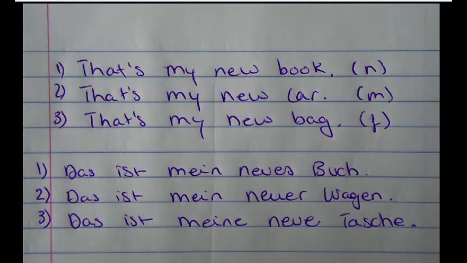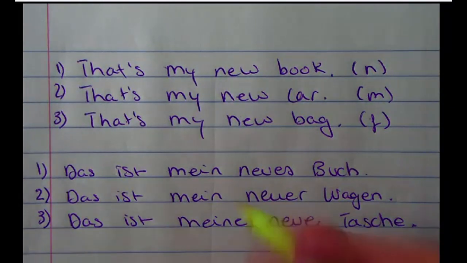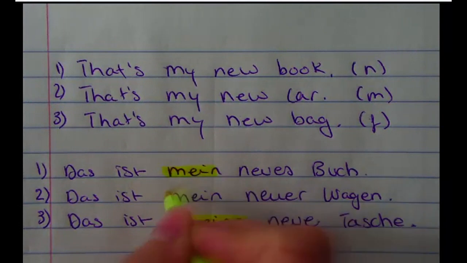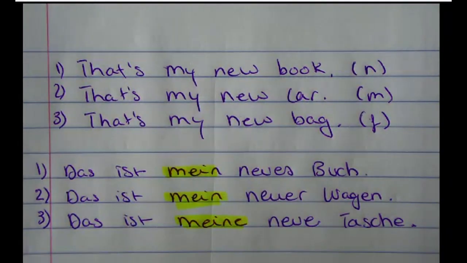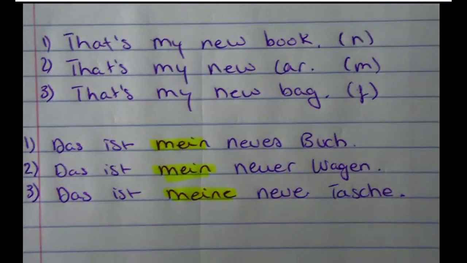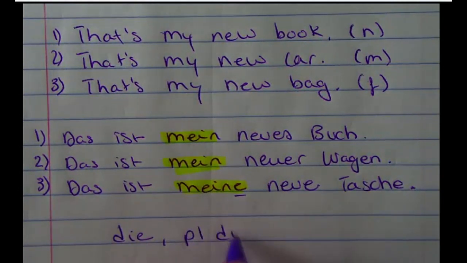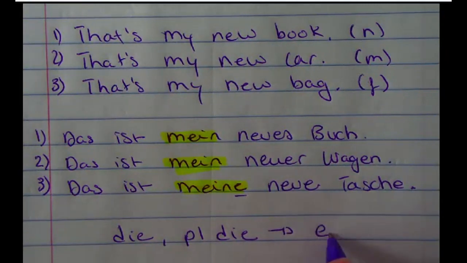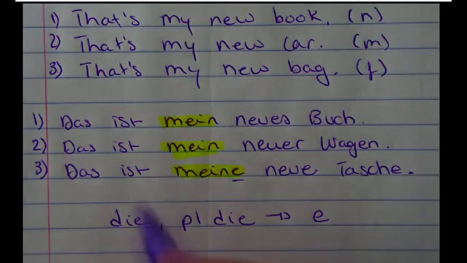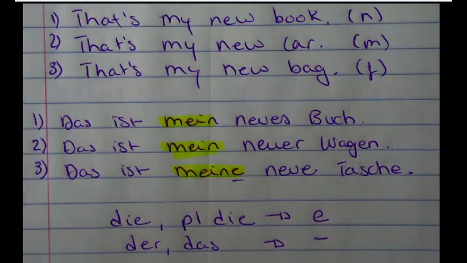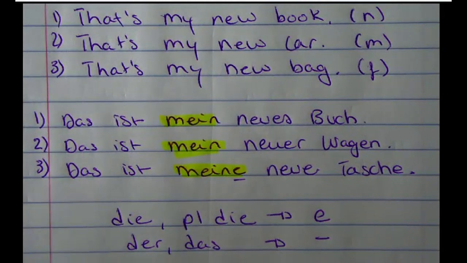Now, there's not much of a difference. We only have the slight difference with one little word. And that's in the mein, we have that extra E. I should have done one in plural too, but it goes the same way as the Tasche in this case. So when you have die or plural die, you're going to have an E ending on there. Any other time, so when you have something that's der or das, there's no ending on the word. So that is your ein word endings for nominative and accusative.